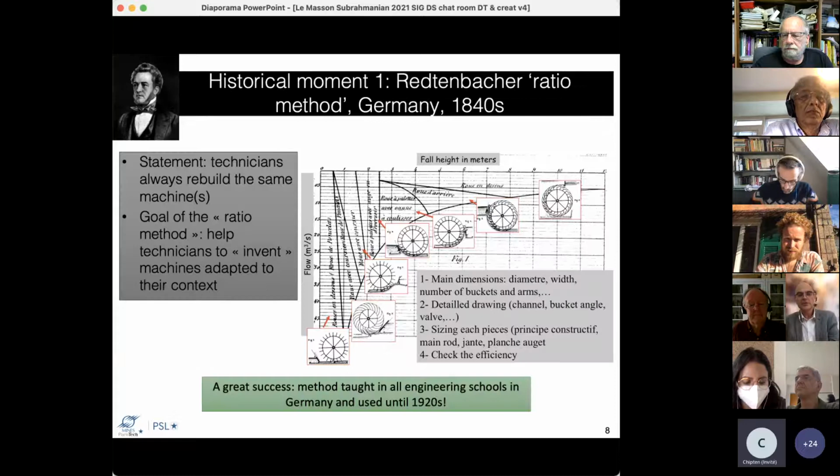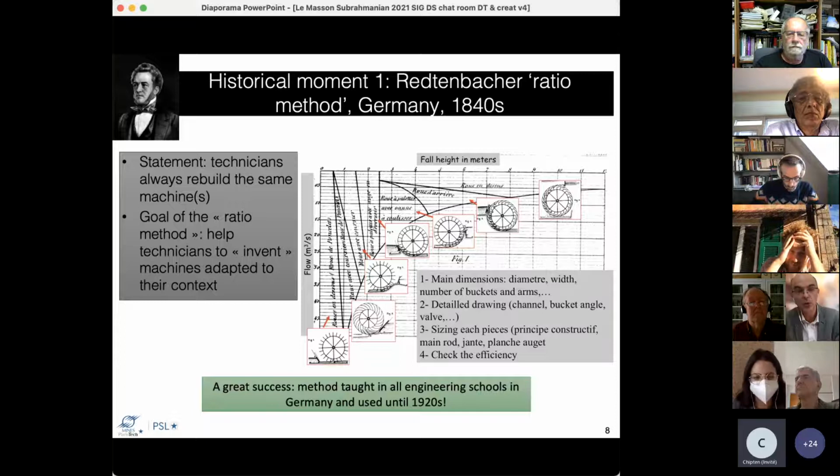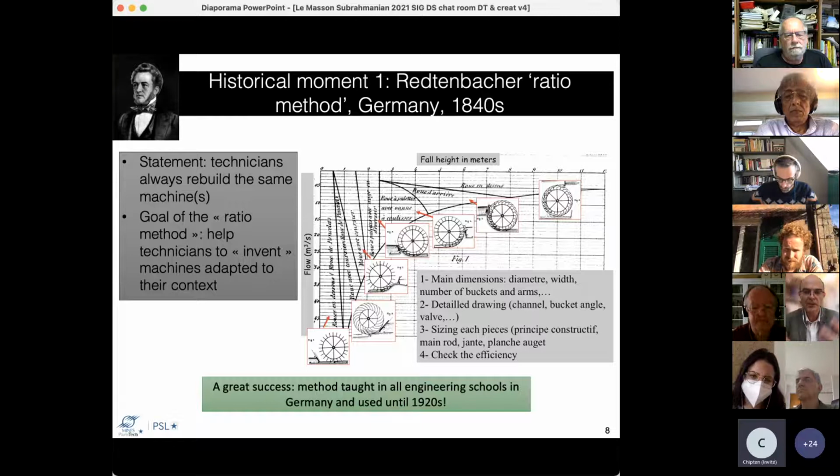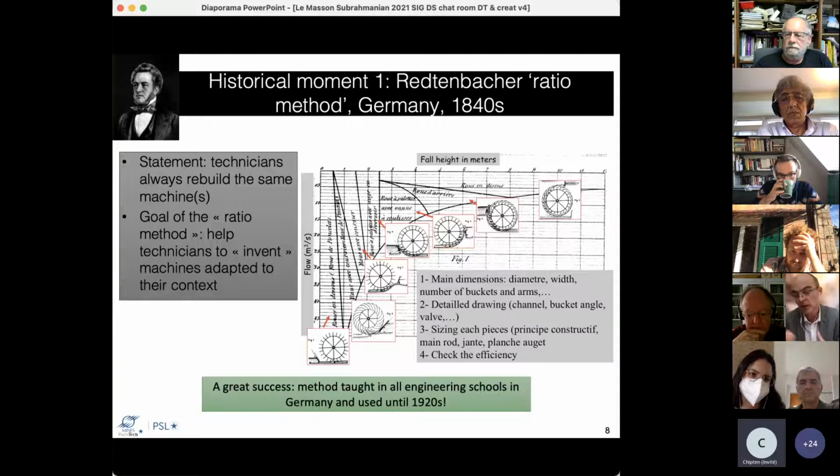Historically speaking, we can just pick a couple of historical moments. The first moment is Germany, 1840s. At that time, design theory begins, and we have probably the first design theory for machines developed by a famous professor called Ferdinand Redtenbacher. And when he develops his ratio method, for which he is very famous, he begins by stating that technicians of his time always rebuild the same machine, meaning that they have an obstacle, an impediment in the creation of new machines. And that's why he developed the ratio method, precisely to help the technicians to be better designers, to design particularly water wheels that are more adapted to their context, so in a way, newer and more innovative.